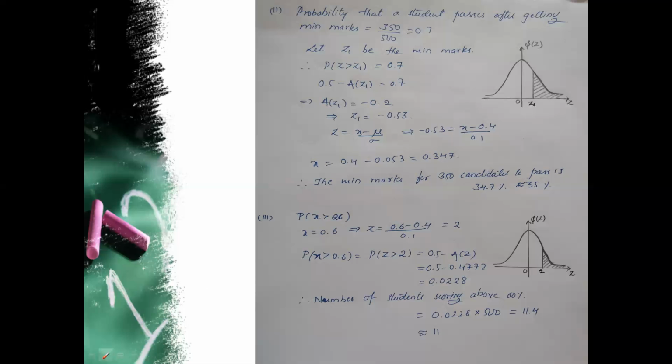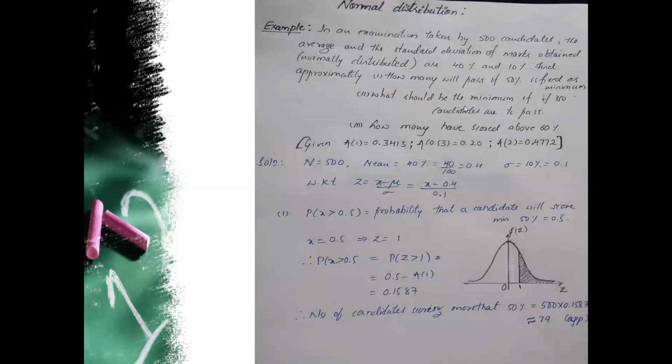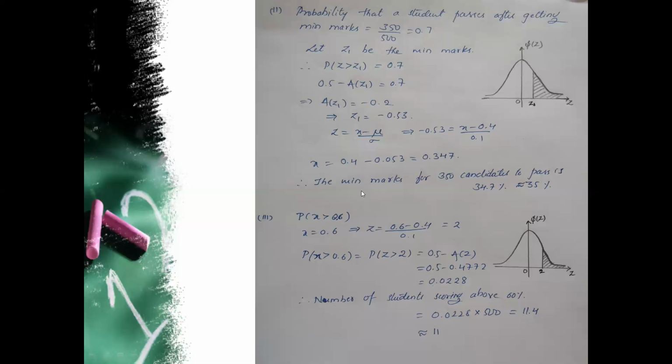Now let us go to the next question. How many have scored above 60%? A simple one. We want the probability that x is greater than 60%, that is 0.6. Now if x is 0.6, we obtain z as 2. So the probability that x is greater than 0.6 means the probability that z is greater than 2.